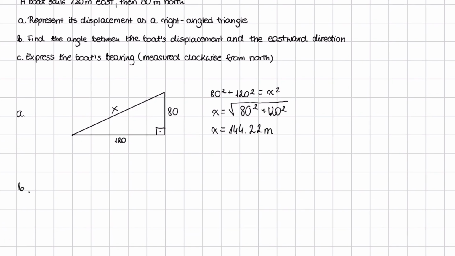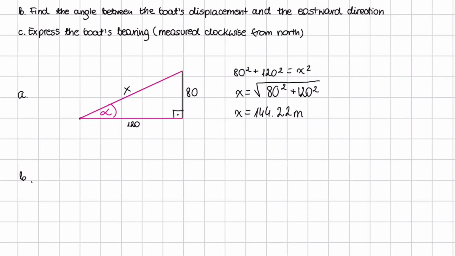B, find the angle between the boat's displacement and the eastward direction. So this is the boat's displacement, this is the eastward direction, so we're looking for this angle. We can find it by using the sine rule or any other formula that applies here, for example sine, cosine, and tangent from the previous problem. However, here we can simply use our sine rule. So we're looking for this.